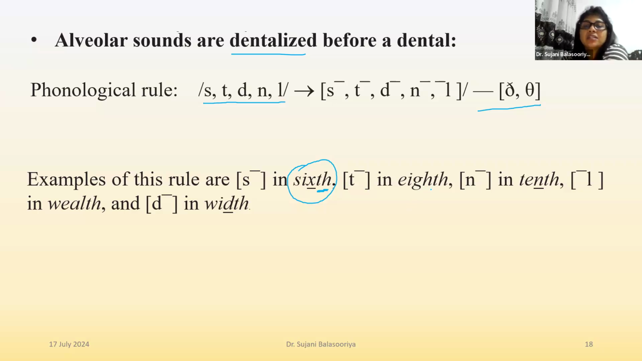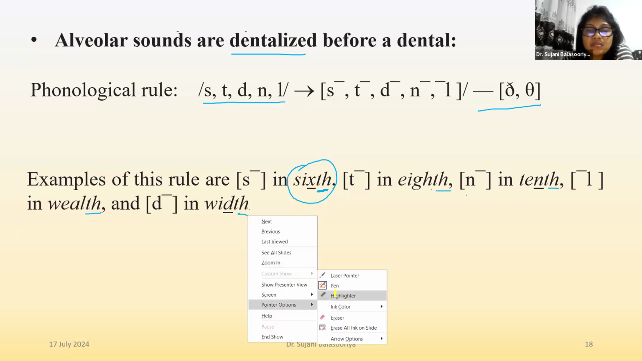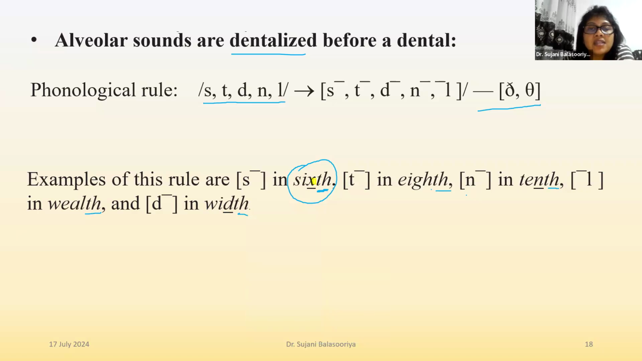Right? Eighth, the t sound, and then n in tenth. This is the dental consonant. And l in front of t sound, wealth. And d in front of, means before, t, width. So I'm talking about these sounds. I will highlight, right? Now you need to write these words in phonetic script, then you can easily find out.